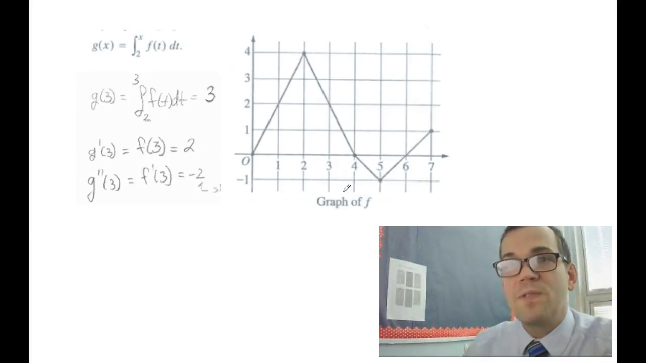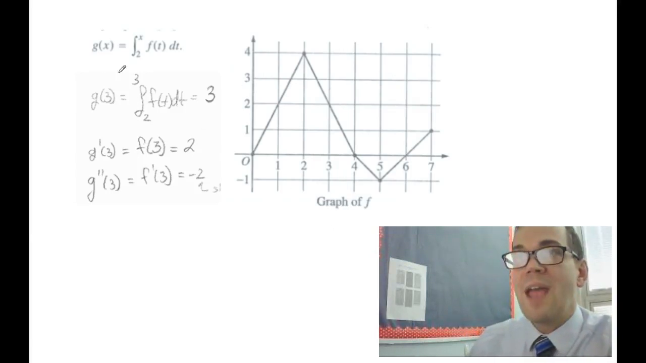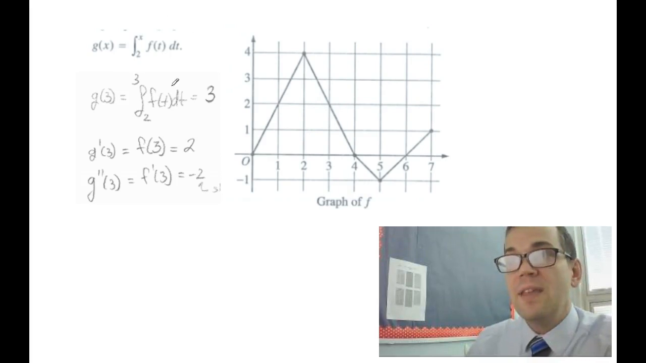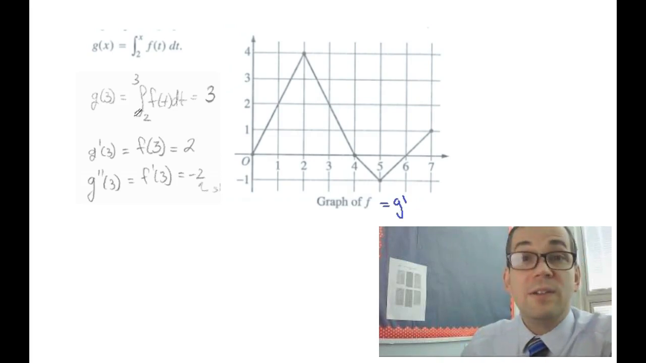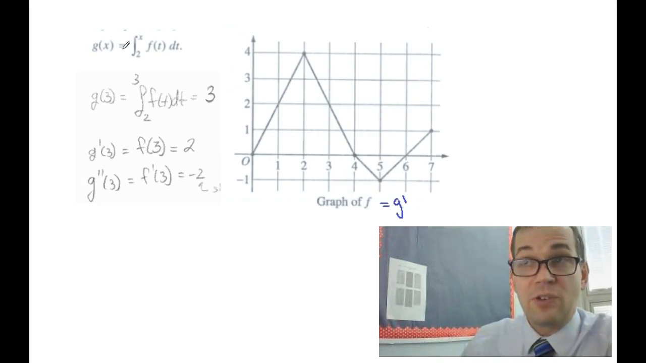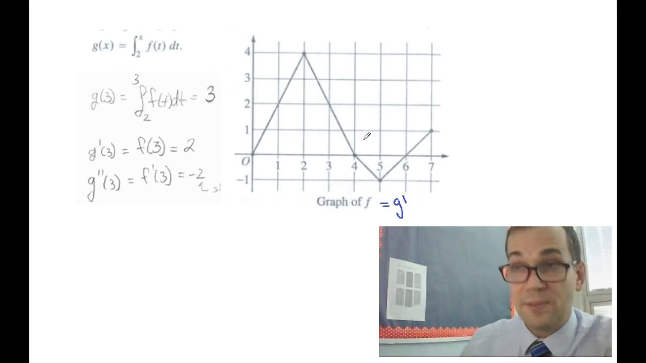So, a quick walkthrough of these answers from my solution key. We have a function defined as an integral. They give us the graph of what we're integrating, which means we also have the graph of g prime. And to find g of 3, I'm simply going to take this function and replace all the x's with 3's, telling me to integrate from 2 to 3 this function.